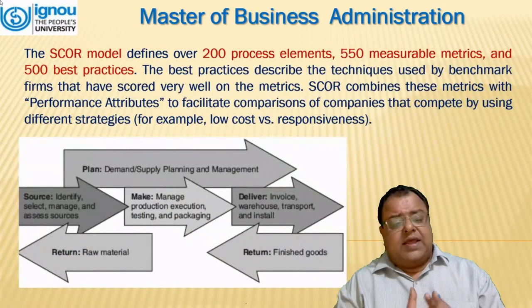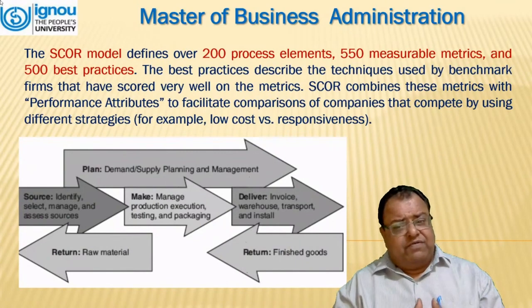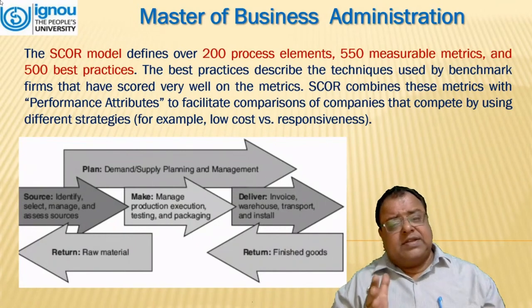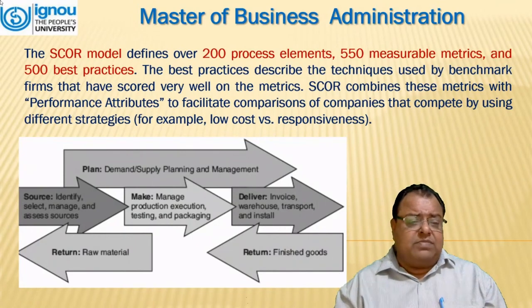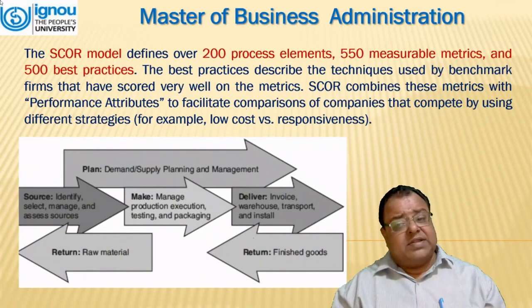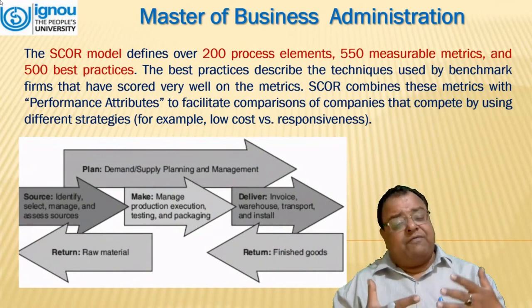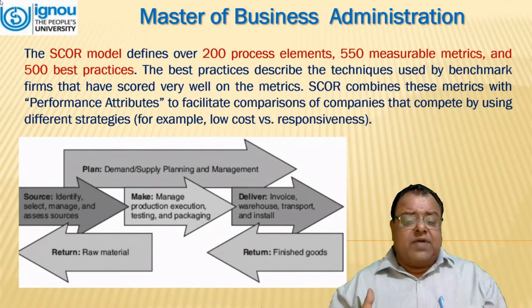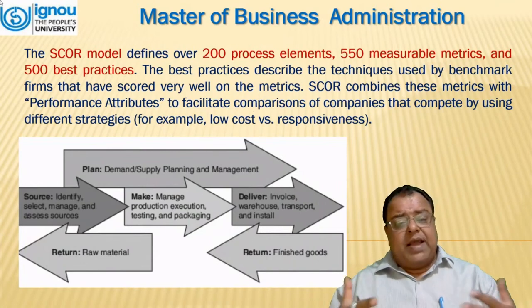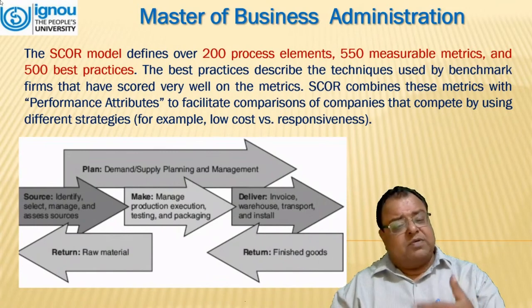The SCOR model defines over 200 process elements, 550 measurable metrics, and 500 best practices. The best practice describes the technique used by benchmarking firms that scored very well in the metrics. SCOR combines these metrics with performance attributes to facilitate comparison of companies that compete by using different strategies, for example, low cost versus responsiveness.